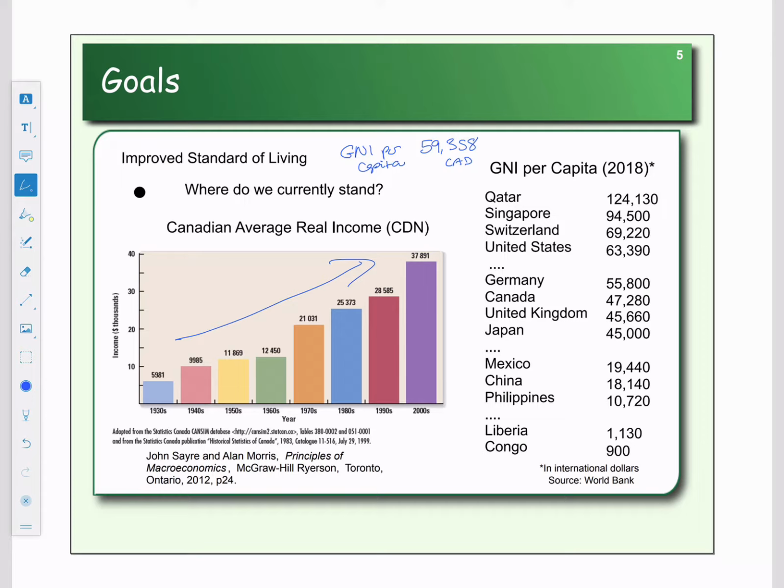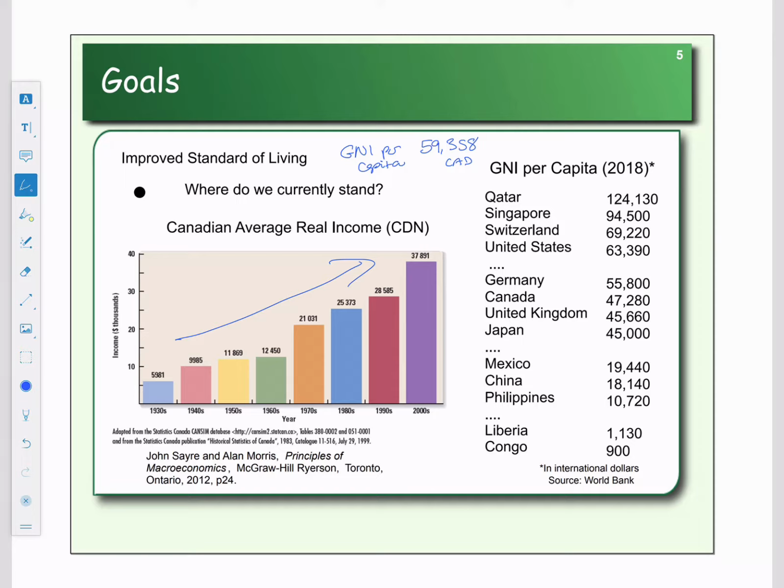Well, how do we compare to other countries? Okay, well here you see the GNI per capita of a number of other countries. And if you look in Blackboard, there's a link. You can check out the GNI per capita of all the countries. So maybe the one you're looking for isn't here. But we can see some of the countries that have the highest GNI per capita in the world, as well as some that have the lowest.